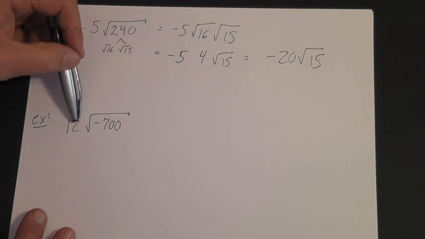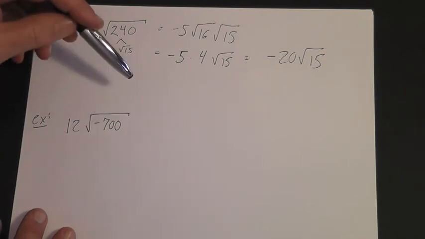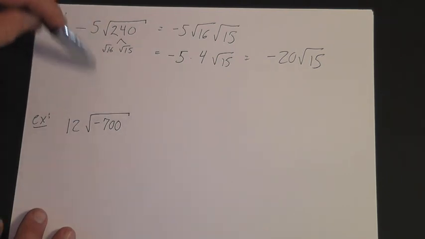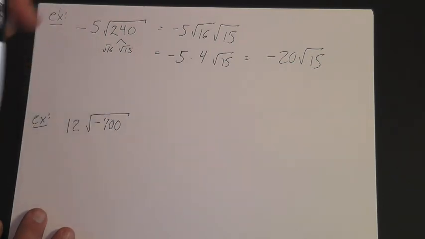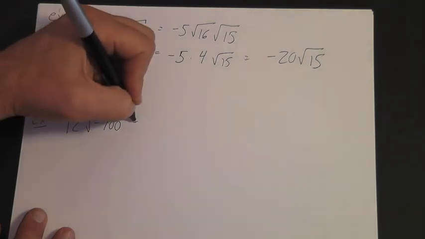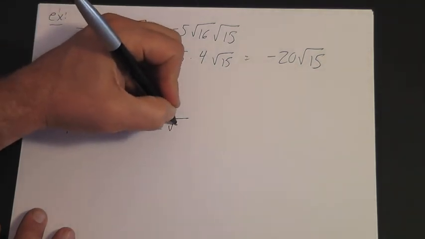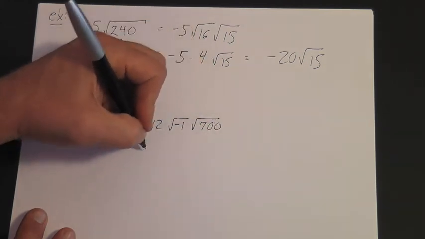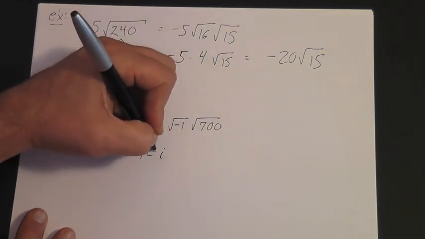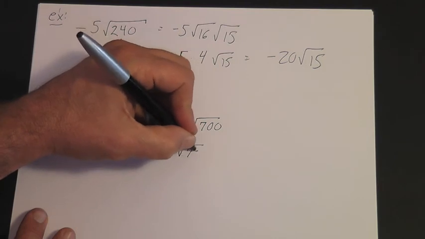If we look at this problem, 12 square root of minus 700, that's a very different problem. Even though they look similar, in the first case it's a real answer, a real number, but it just happens to be negative. In this case, it's not a real number because you have a negative under the square root. The first thing you want to do is break this up into a minus 1 and the square root of 700, and this is going to be an i. 12 times i times square root of 700.